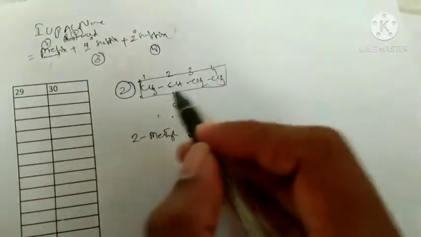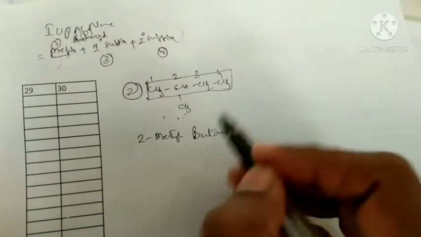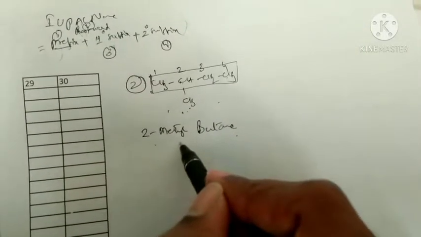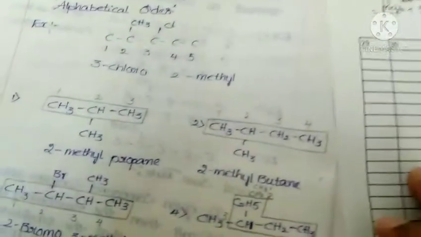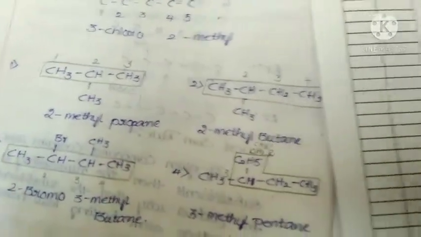Next, what is the primary suffix? Ane. There is no secondary suffix here also, like in the first compound. So what is the name of this compound, students? 2-methyl butane. That's it. Next, the third one is what?